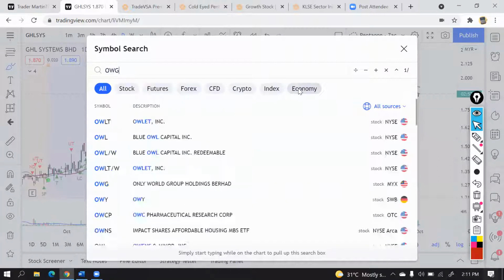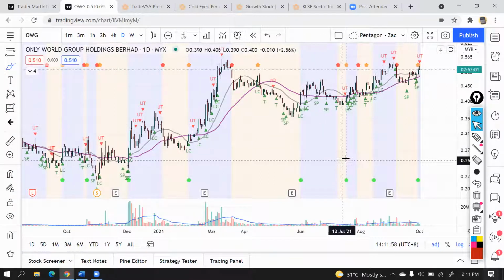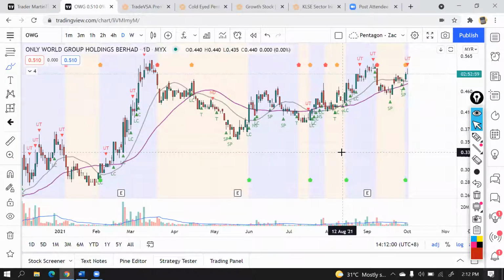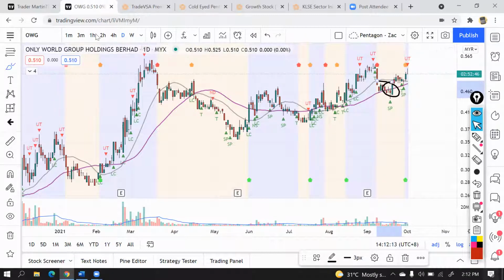OWG is a bit similar to My News and Genting M. It actually hit resistance, dropped back to the 2040s, and now it seems like they are trying to challenge the resistance again. I think Pardini is something similar here too, if not mistaken. Just now we looked into Pardini.